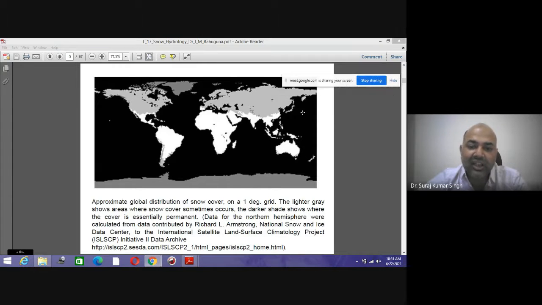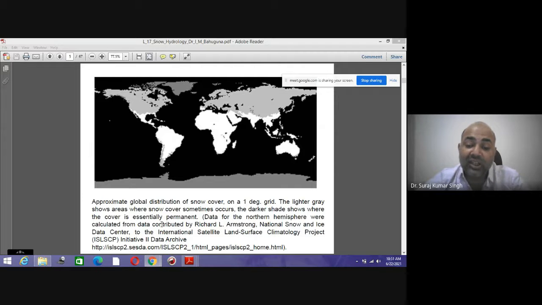So you can see in the world map the approximate global distribution of snow cover on a 1 degree sheet. So you can see what are the areas that are under various kinds of snow cover. So you can see this light shaded area. So that is very small in number. So the lighter gray shows the area where the snow cover sometimes occurs, and the darker side shows where the cover is essentially permanent. Okay, where is temporary, where is permanent.